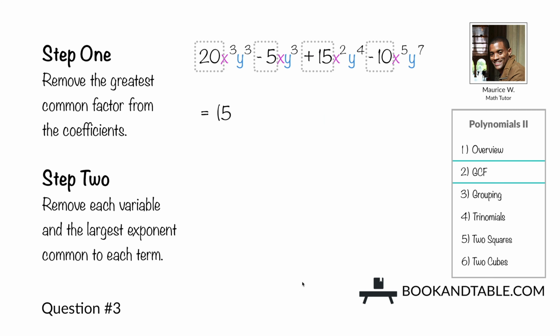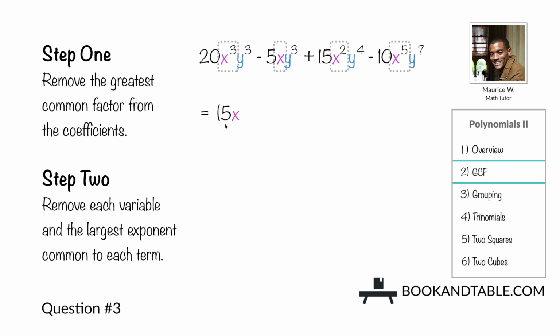And let's have a look at question number 3. You are asked to factor by removing the greatest common factor from 20x cubed y cubed minus 5xy cubed plus 15x squared y to the 4th minus 10x to the 5th y to the 7th. Step 1, remove the greatest common factor from the coefficients. The coefficients are 20, -5, +15, and -10. The largest number that is a common factor to all 4 of those numbers is 5.